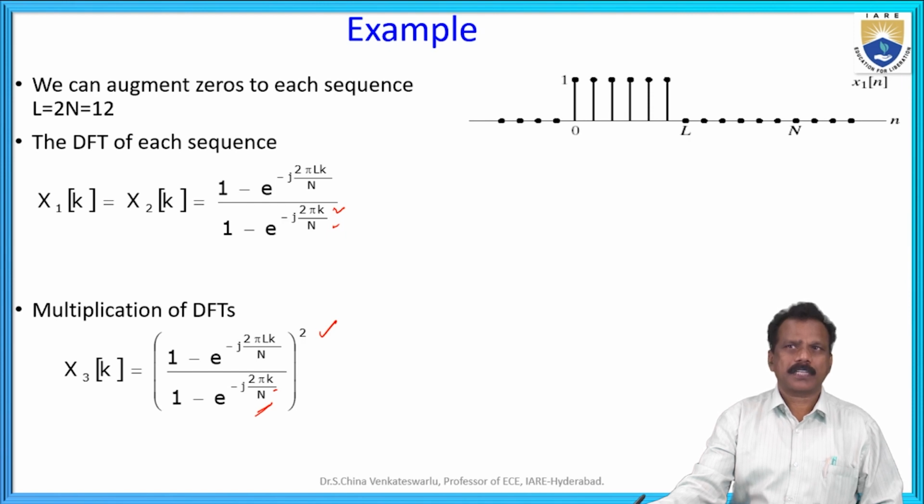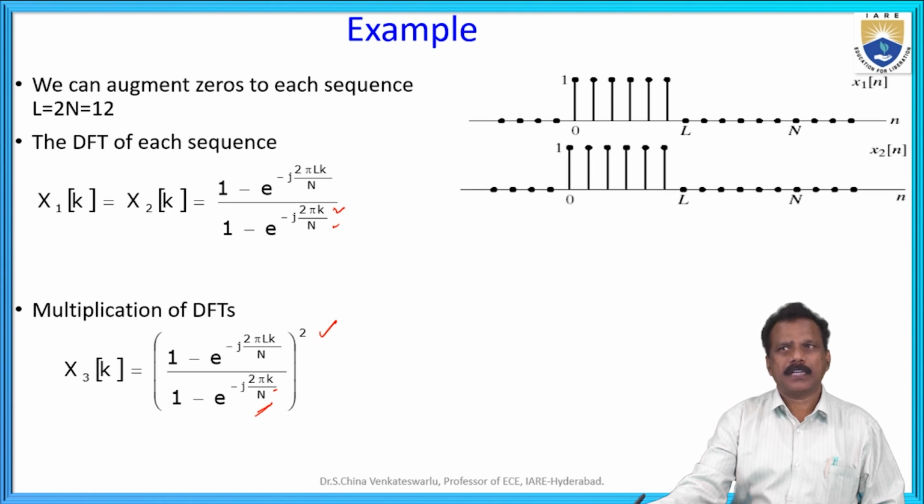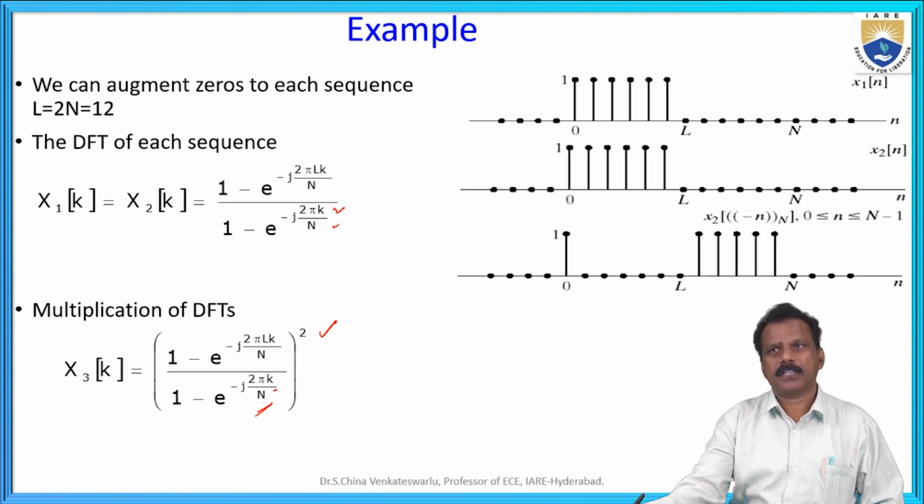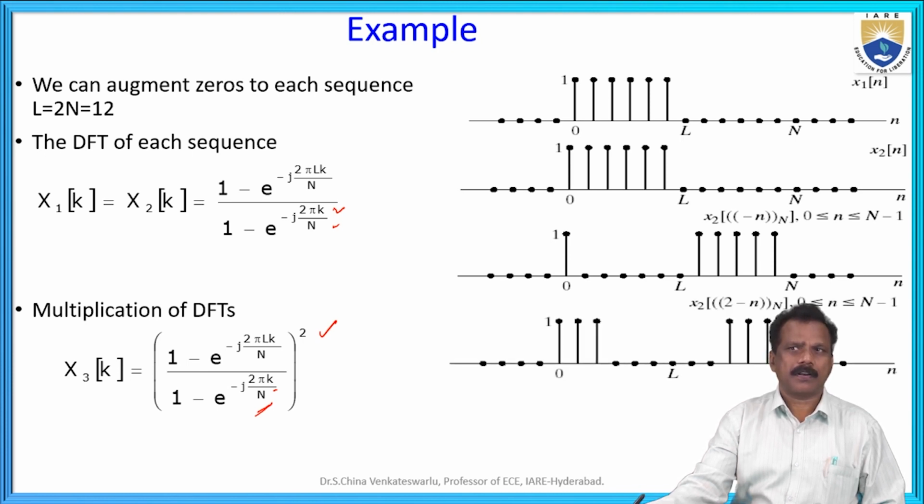So here n versus x1 of n: like this, n initially 0, L to N, and n versus x1 of n. After that, n versus x2 of n, and x2 of minus n, for 0 less than or equal to n less than or equal to N minus 1, and so on.